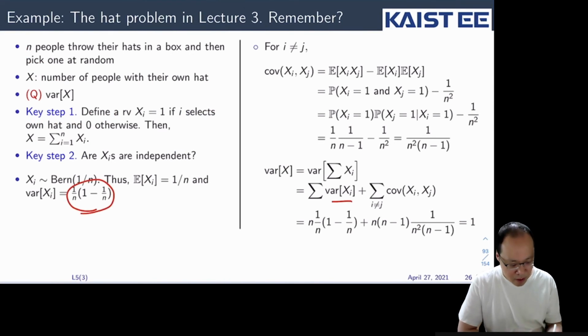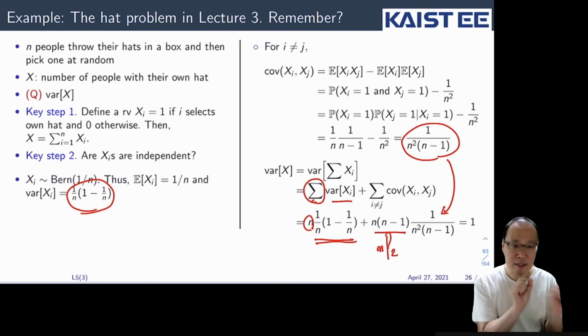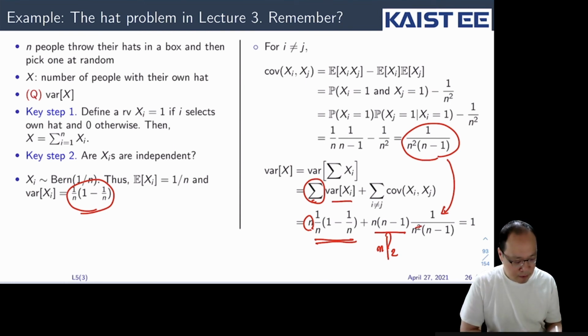All right, and the variance of each variable was 1 over n times 1 minus 1 over n, but we have n variables here, so n multiplied by the variance of each. And the covariance of xi and xj was this, and how many permutations do we have? That's nP2, right? i and j are not equal to each other, so that's n times (n minus 1). Okay, so we have, this cancels and this cancels, so that's why the variance is 1.